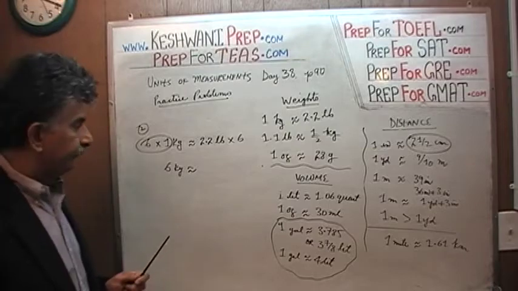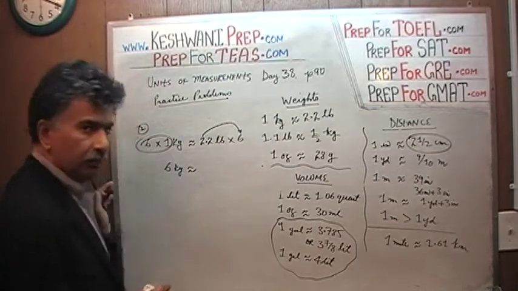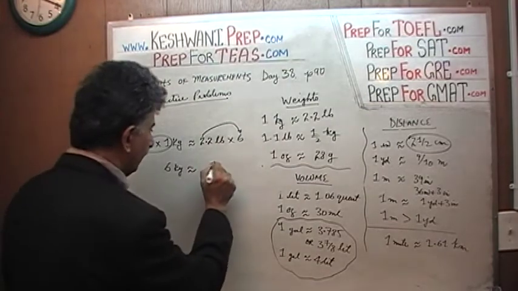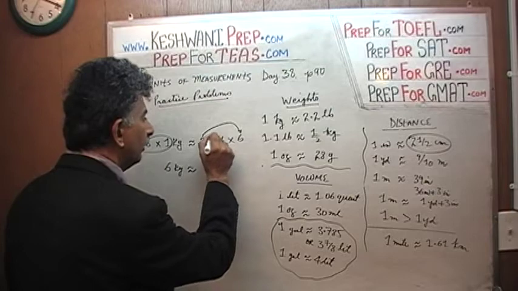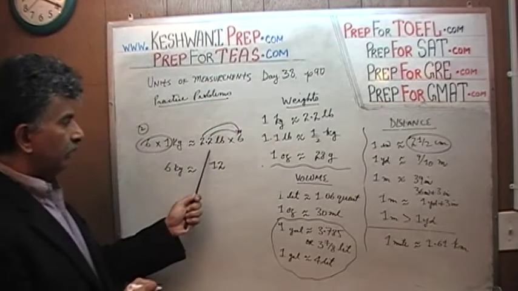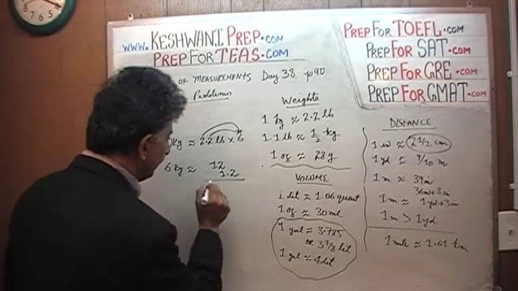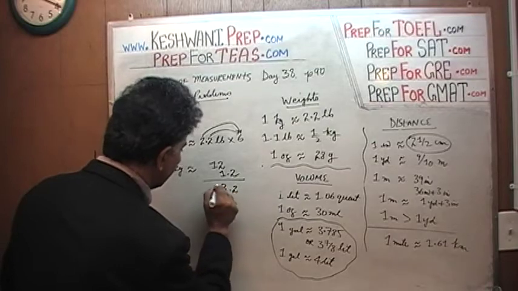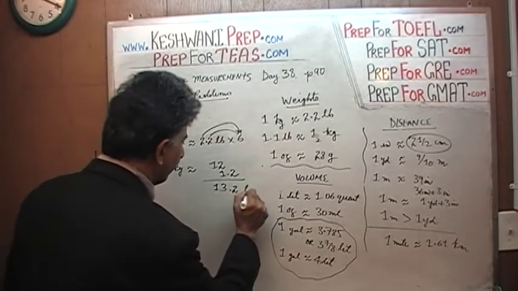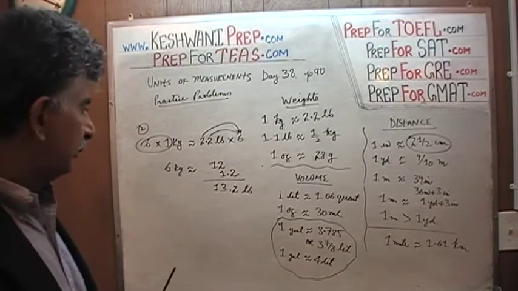And how much is 2.2 times 6? How do I know? Let's find out, shall we? Well, we know 2 times 6 is 12, and 0.2 times 6 is going to be 1.2. You just have to move the decimal, that's all. So it's going to be 13.2, about 13 pounds, 13.2 pounds.